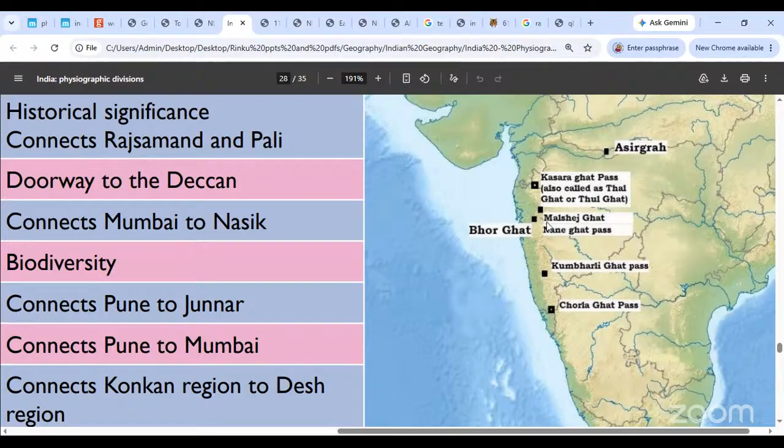You have Nane Ghat, the one that connects Pune to Junnar, and Bor Ghat that connects Pune to Mumbai. Okay, Mumbai-Pune connection. Then you go to Kumbharli. Kumbharli connects the Konkan region with the Desh region. The coastal part of Maharashtra gets called Konkan, and the plateau part gets called Desh. So it connects the Konkan and the Desh regions.